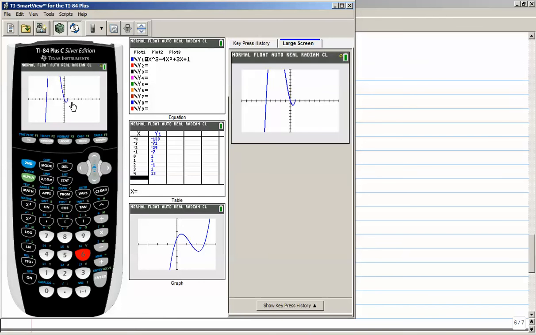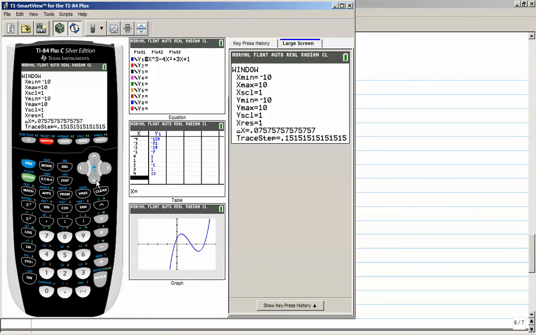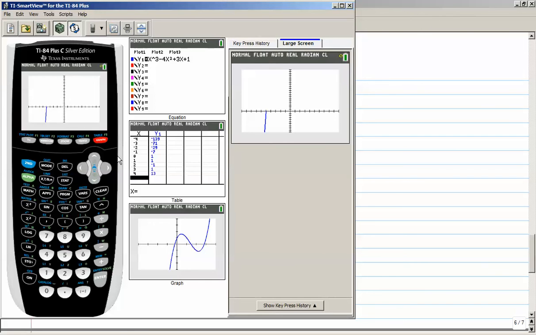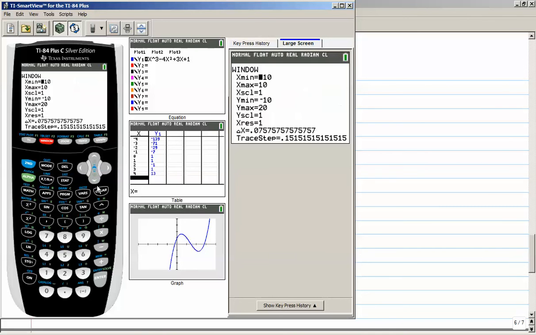Whoa, that really goes up kind of high. I think I'm going to have to change my y boundary here, because notice I'm going to have a relative max up there and I can't see it, and I've got to be able to see it. So let's go to window, and I need to make my y maximum a little bit more. So let's try 20. Let's try a y max of 20 and see what happens. Oh, let's see, graph. Whoa, it's still not getting it. Let's go a little bit higher. Okay, I think I've got to go a little bit higher. Let's do a y maximum of 30.